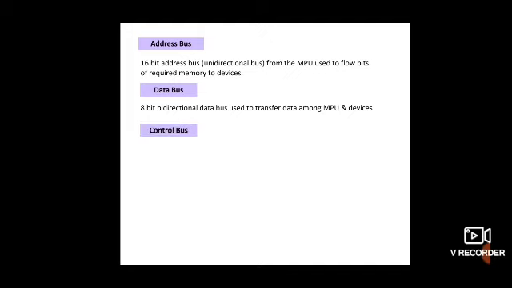Next is the control bus. Control bus means it controls all signals, or it carries control signals generated by the MPU. These are the 3 buses used in the block diagram of the microcomputer. Understand, students?